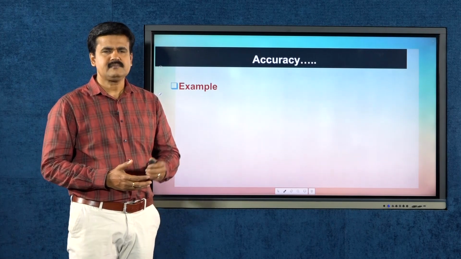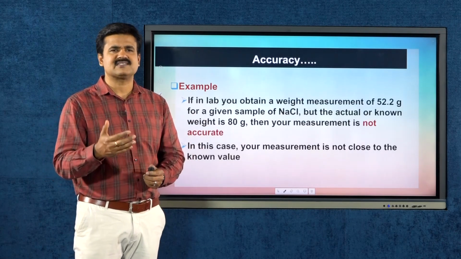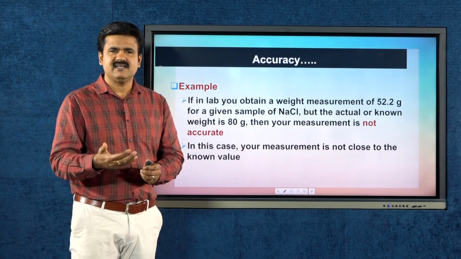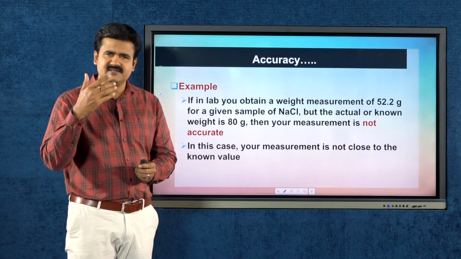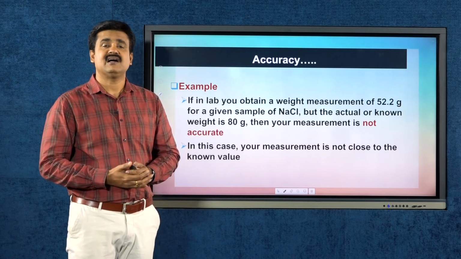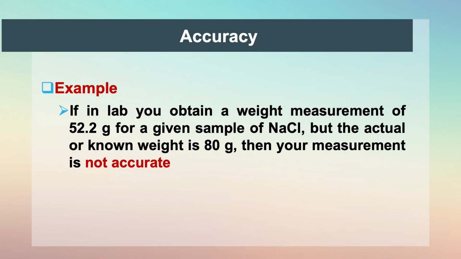Now, another example of accuracy is here. If in a lab you obtain a weight measurement of 52.2 gram for a given NaCl sample, you measured the sample weight and got the value 52.2 gram. But the actual or known weight of the sample is 80 gram. Then your measurement is not accurate.